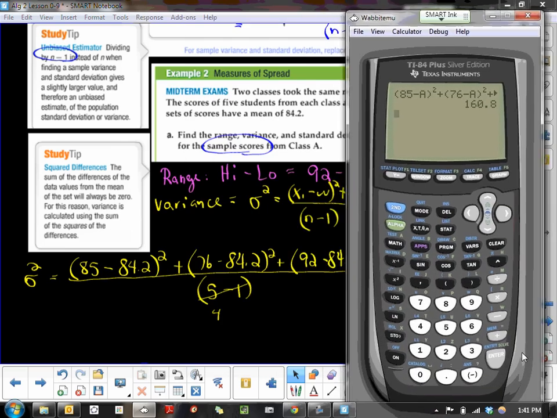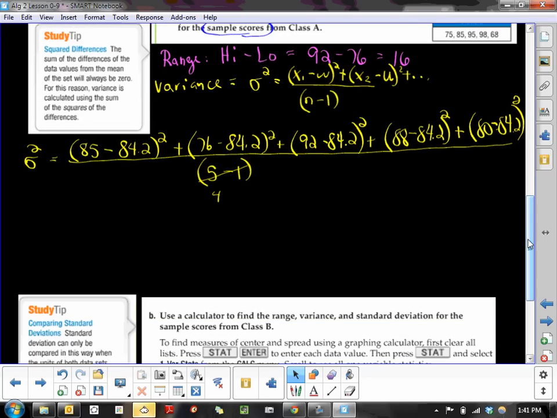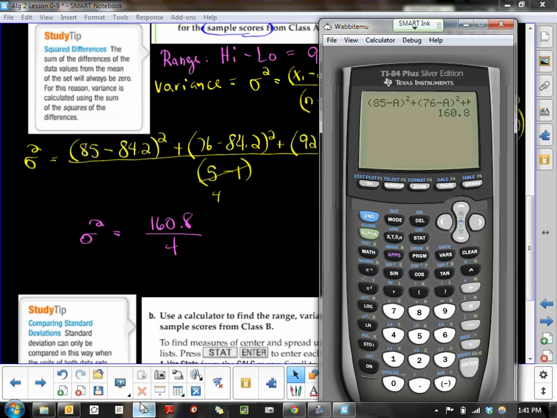I'm going to record that. So now I've got sigma squared equals 160.8 divided by 4, if I remember if that number was right. 160.8, we want to divide it by 4, and that will be our sample variance, which is 40.2. So this is our variance.